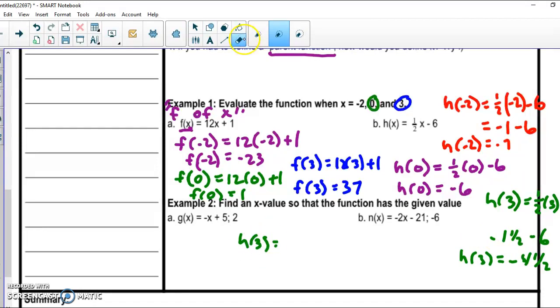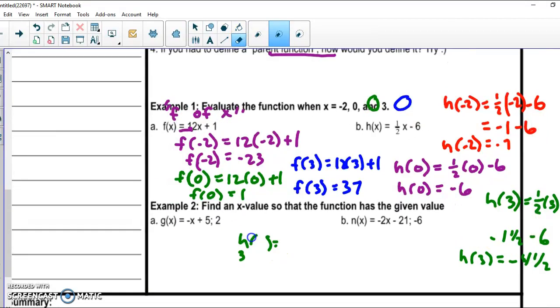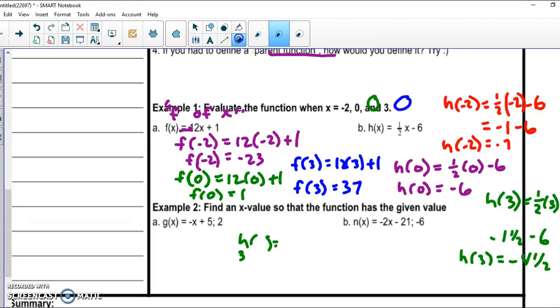Boy. See if I can get my eraser to cooperate. Okay, sorry about that. All right, let's get some clean space here.